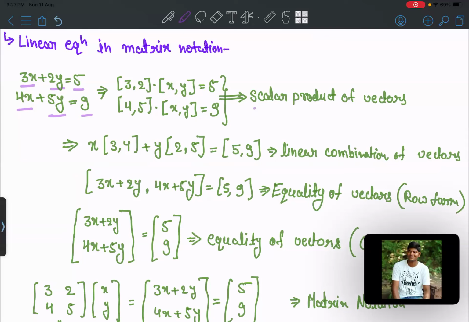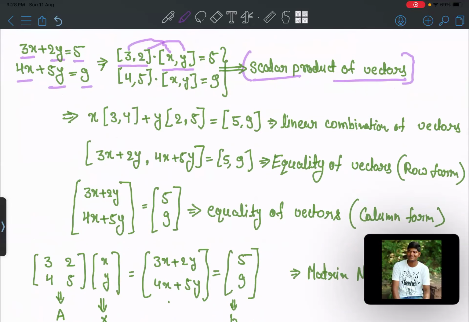This can be represented as scalar products of vectors. How as scalar products of vectors? We can represent it as vector (3, 2) dot product (x, y). If you multiply these two, that will lead to equal to 5. That will lead to 3x, this will be multiplied by this, and this will be multiplied by this, that will be equal to 5. That means it will lead to 3x plus 2y equal to 5. So simultaneous linear equations can be represented as scalar products of vectors.